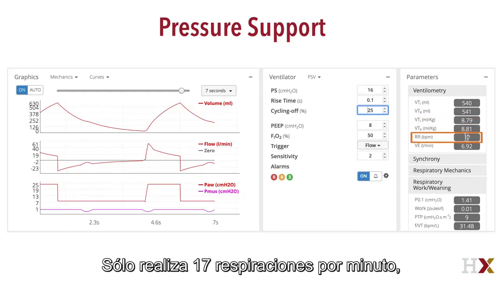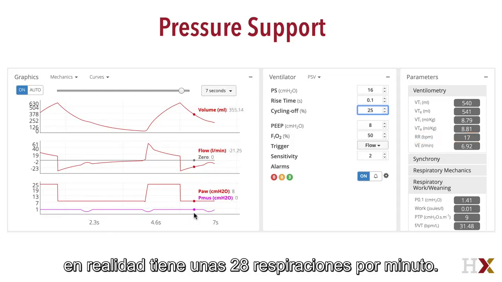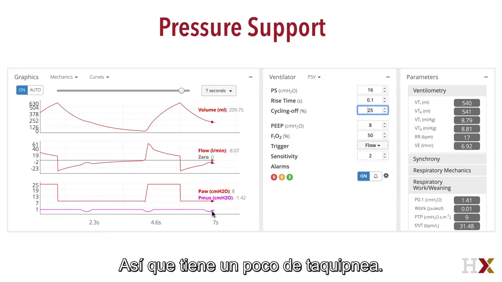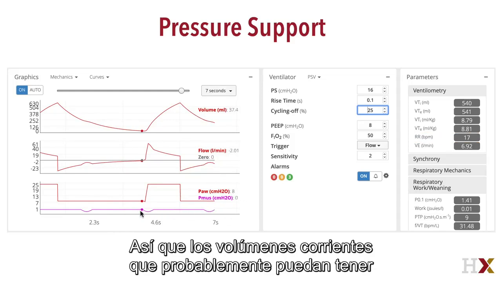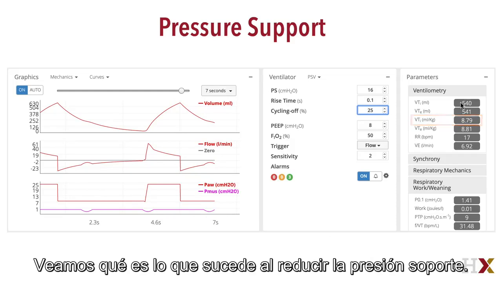Now, it's only picking up 17 breaths per minute, but the patient that I've set up here is actually breathing 28 breaths per minute. So they're a little bit tachypneic. So the tidal volumes they would probably be bringing in would be a little bit lower than this for sure. So let's see what happens when we reduce the pressure support.